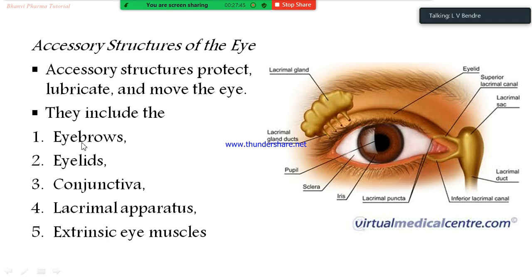Next, the eyebrows. You know the eyebrow. This is the conjunctiva, and this is the eyelid. The inferior lacrimal canal, the lacrimal duct, is situated in this area. Next, the lacrimal apparatus and the extrinsic eye muscles. This eye topic will be continued in the next class.